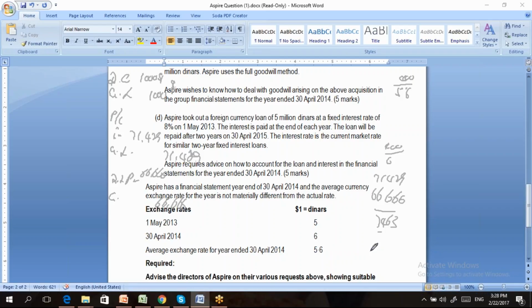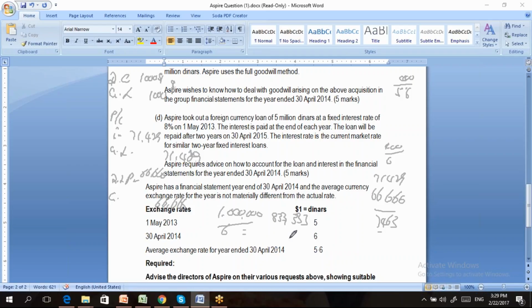Our liability, which was shown as 1 million at the beginning of the year. Now we have to reconvert it because it's a financial liability. It's a monetary liability. We need to convert that 1 million again at the closing rate of 6. So when we convert the 1 million at the closing rate, it will come to 833,333. Originally we showed it at 1 million. Now the new liability is 833,333.